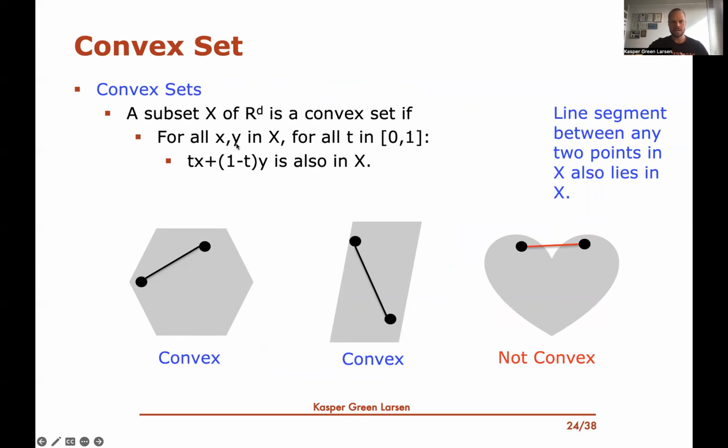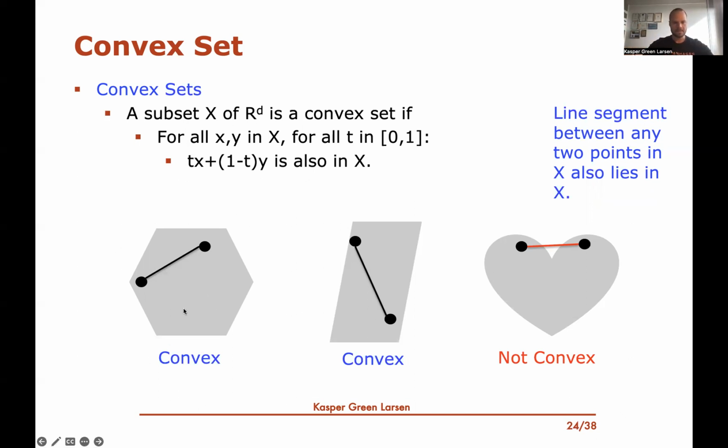If it holds that for any 2 points inside the set, and for any interpolation between them, so if I walk from one point to the other, so I'm just walking from x to y, then this point in between also has to lie inside the convex set. So all it's really saying is, a set x is convex if for any 2 points inside the set, the line segment between them, everything on the line segment, also lies inside the set.